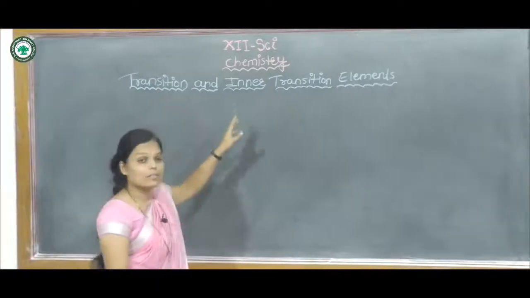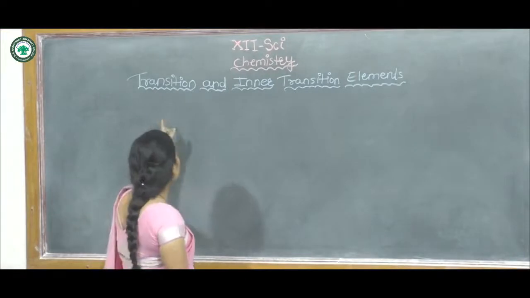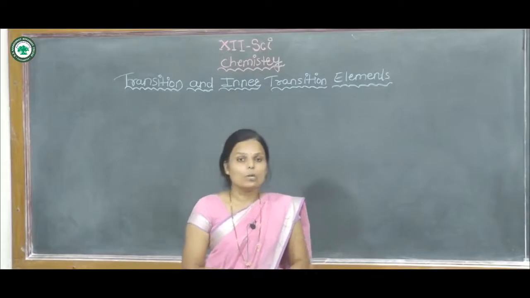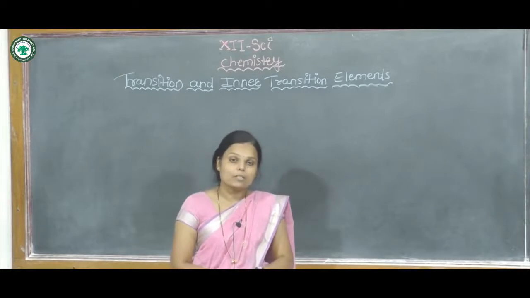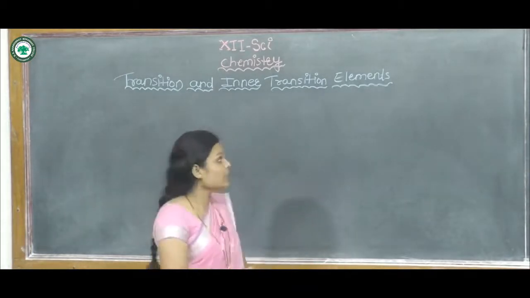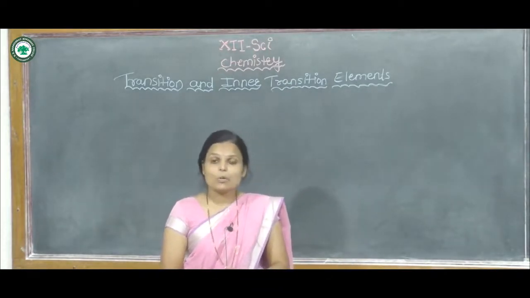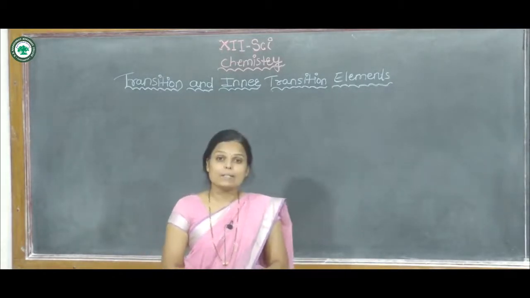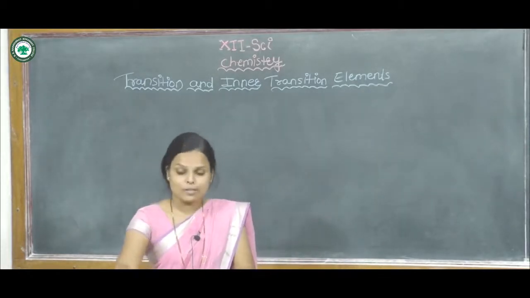In the 12th Science Chemistry subject, the chapter number is 8, Transition and Inner Transition Elements. In this chapter, in the last lecture we also studied the d block of elements and the transition elements. We discussed the electronic configuration, the position of d block elements, and all of the physical properties, chemical properties and atomic properties.